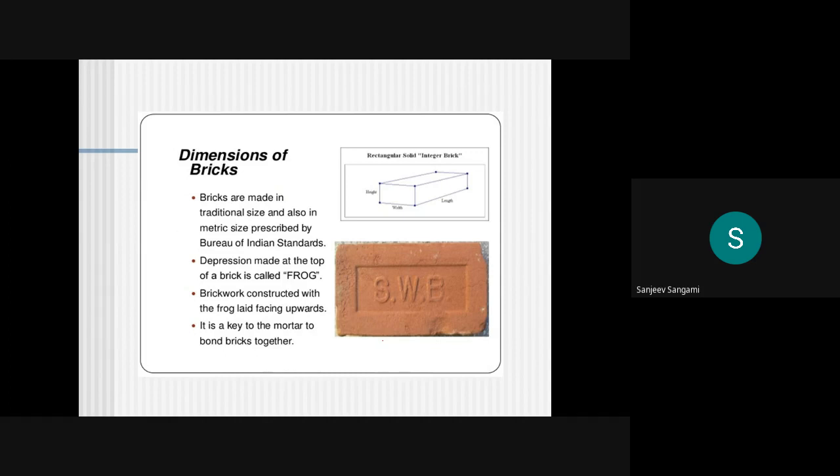The dimensions of bricks, normally: bricks are made in traditional size and also in metric size prescribed by BIS. Then the depression made at the top of the bricks is called a frog. Brick work is constructed with the frog laid facing upwards, always upwards. It is the key for the mortar to bond the bricks together.